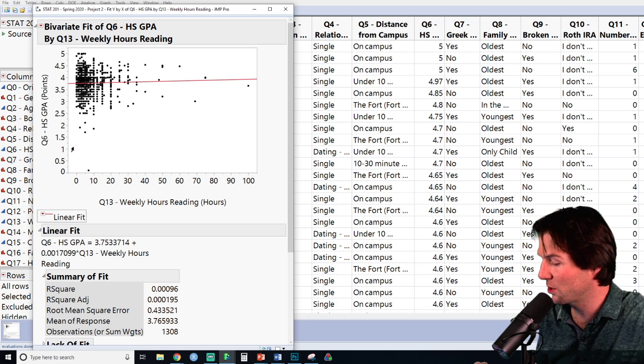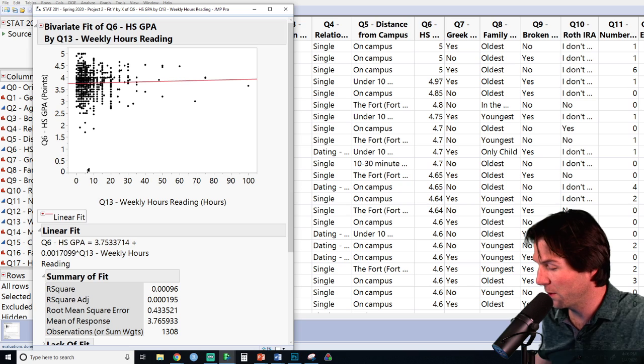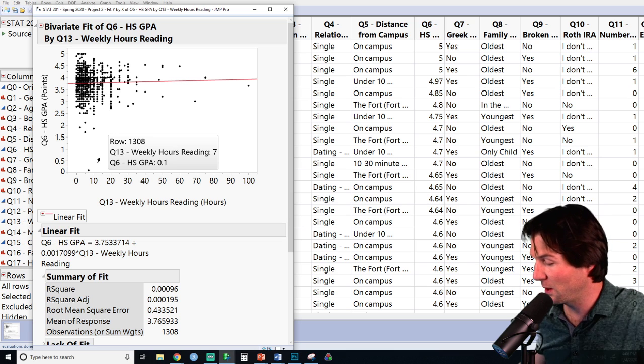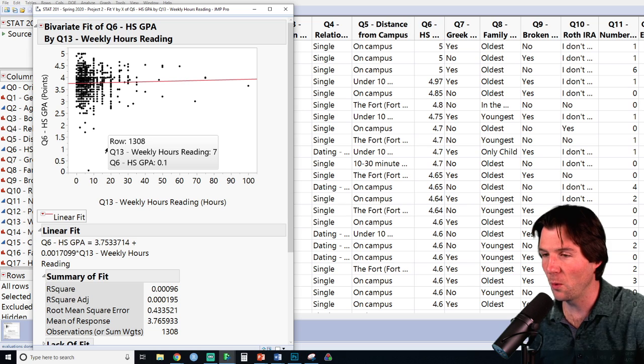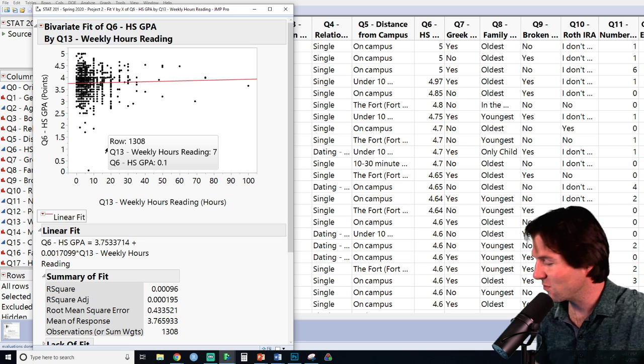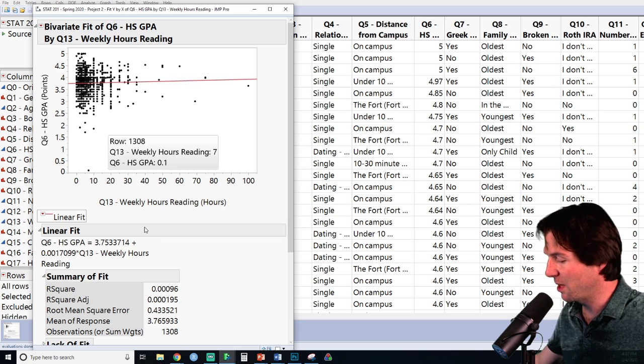We have these humongous residuals down here. That's the biggest residual. You know what I'm going to do? I'm going to hold over this point. I'm just going to hold over it. And I'm going to put it right here. And I can actually tell you that this person reads 7 hours a week, and they got a 0.1 high school GPA. That does not sound fun. That is not a good day when you make a 0.1 high school GPA.